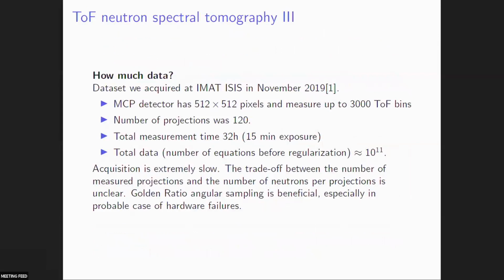So just an idea of the amount of data. The ISIS IMAT has 512 by 512 pixels and up to 3,000 time of flight bins. So our data with the arrival times is quite big. In this case, we use 120 projections, but this takes hours of beam time. So acquisition is extremely slow, but also the data is quite large.